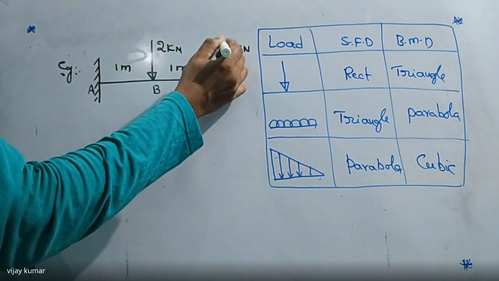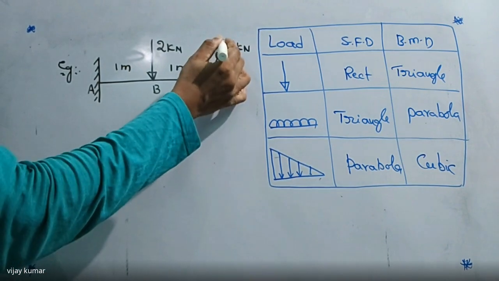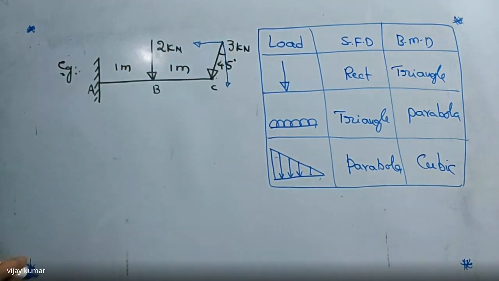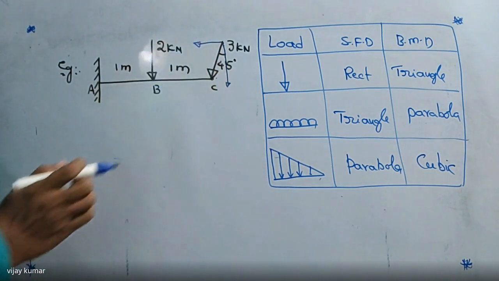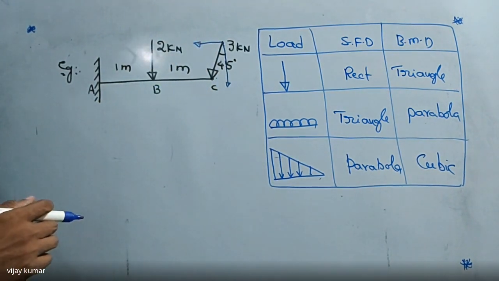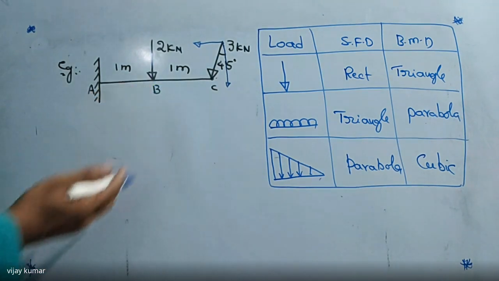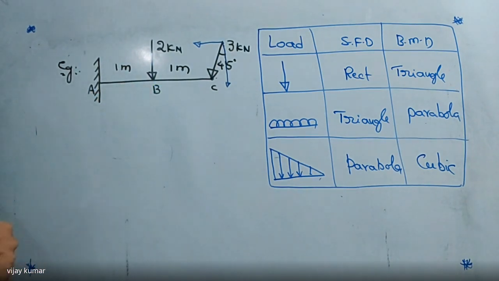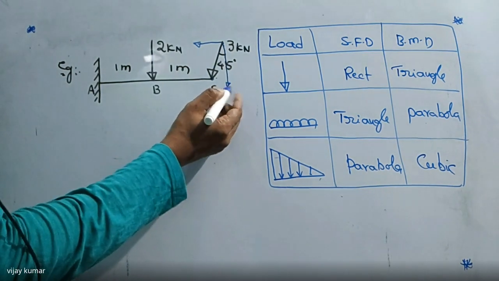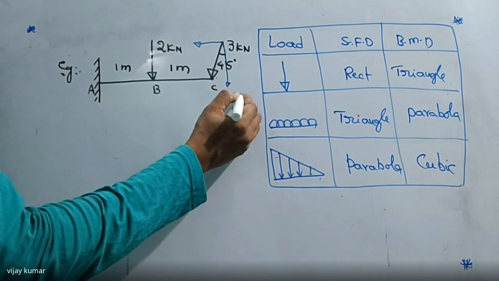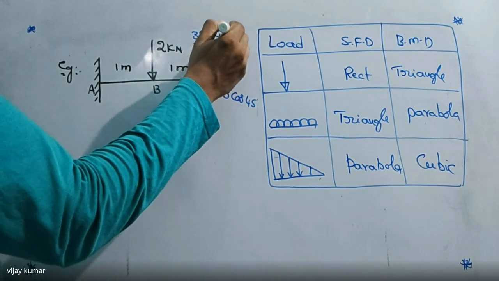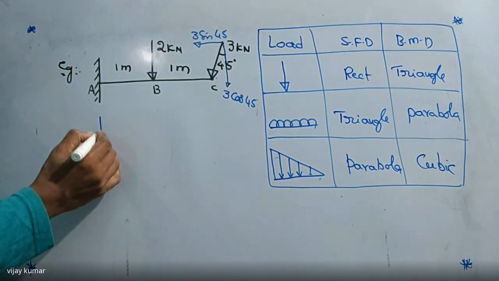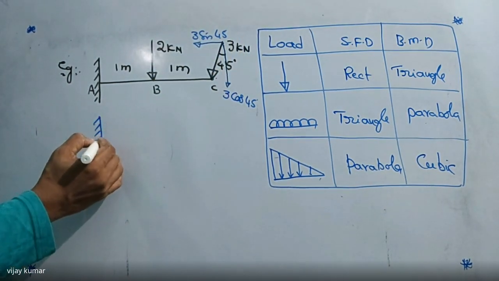One is along the vertical direction and one is along the horizontal direction. But in case of shear force and bending moment, we do not consider the horizontal forces. We always consider vertical forces, that is downward forces or upward forces, which are perpendicular to the beam. Now tell me how much value we are getting here. That is 3 cos 45 degrees and this one is 3 sin 45 degrees. Now I'm going to draw the free body diagram of this one.